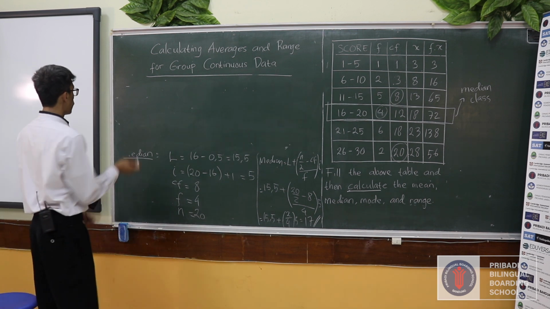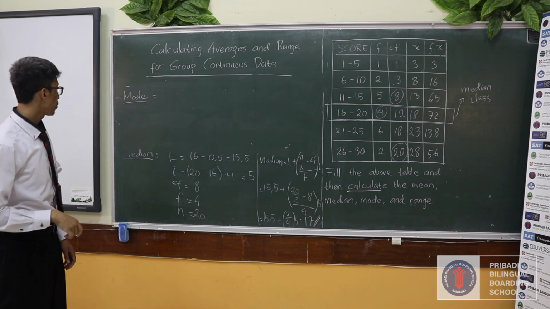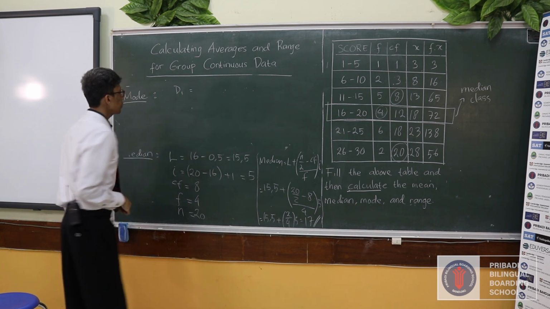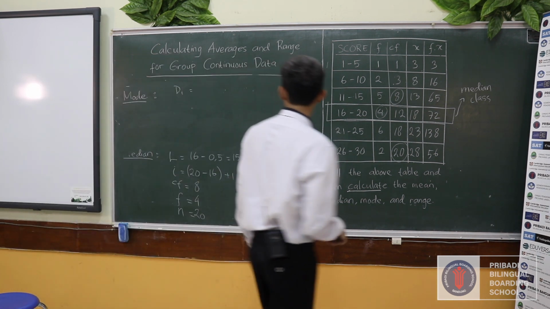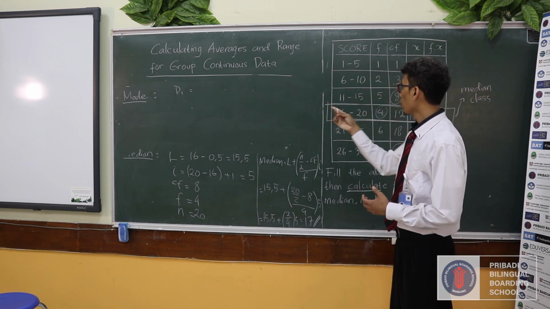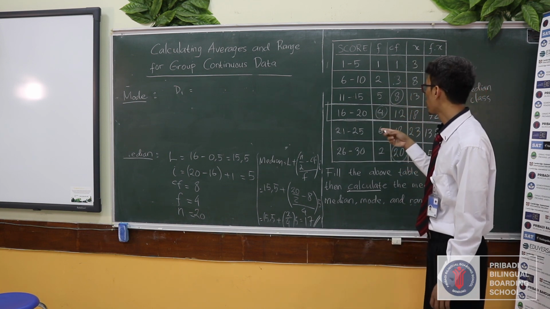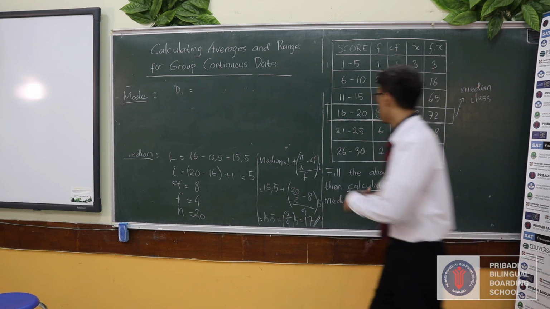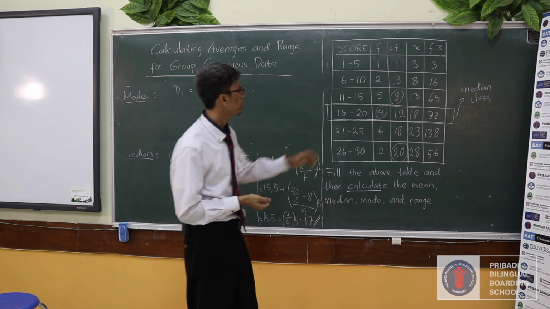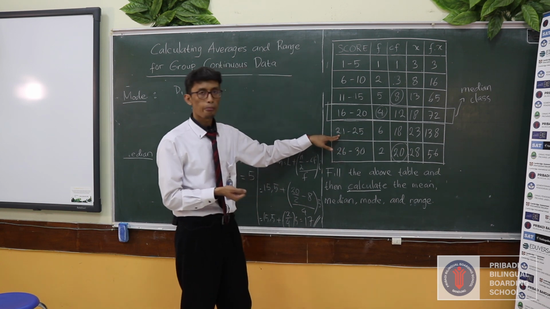Okay, to find the mode, we need the information for D1. What is D1? First of all, we need to choose in which class the mode happens. As we can see in the frequency, we just need to find the highest frequency in here, and it will be 6. So it means that this class will be the mode class.